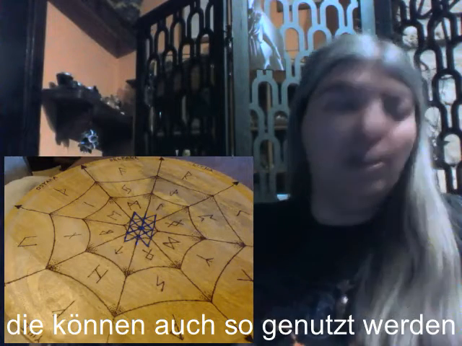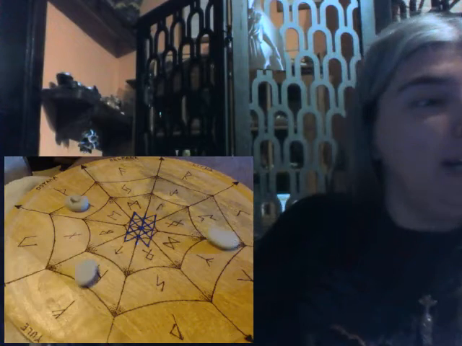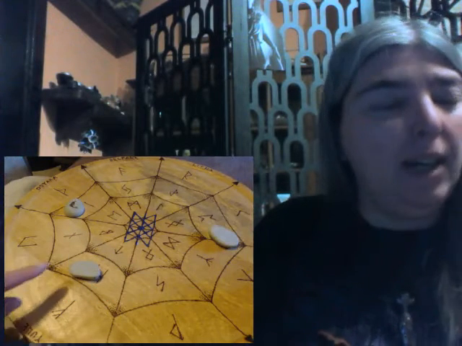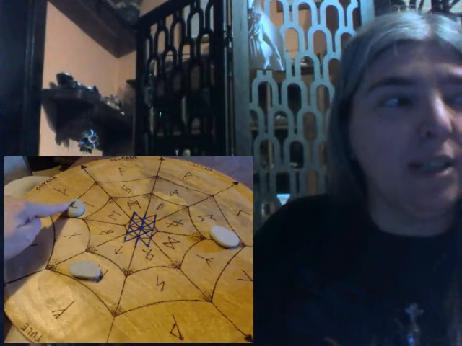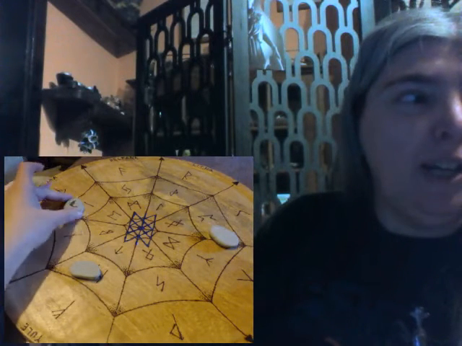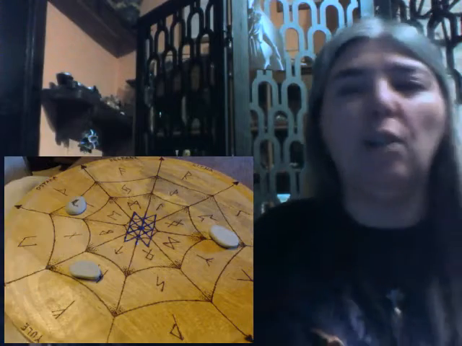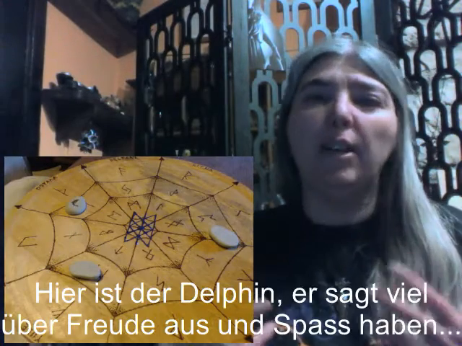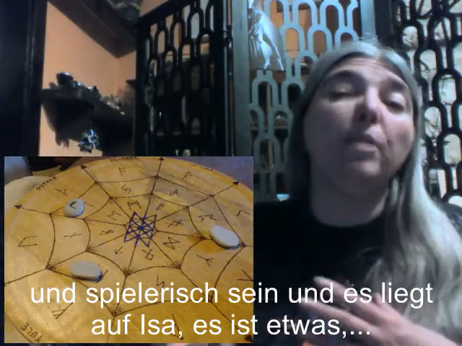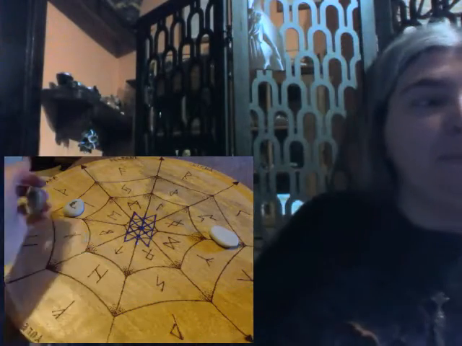You can use them too, throwing them on the board. For example, you just take the ones that are lying the correct way around. So if this is the dolphin, and the dolphin has a lot to do with having fun and being playful, and it lies on Isa, maybe that is something that has to break through. For the moment it is frozen, that your fun moments are in a frozen state.